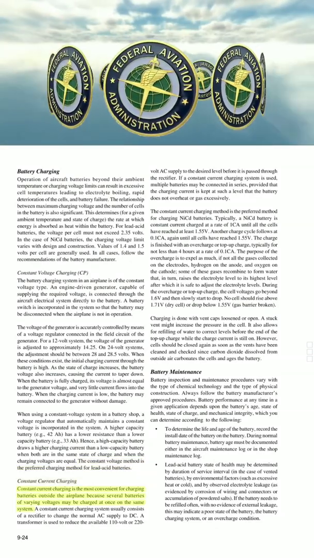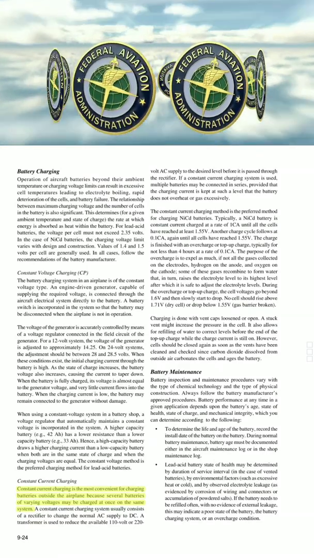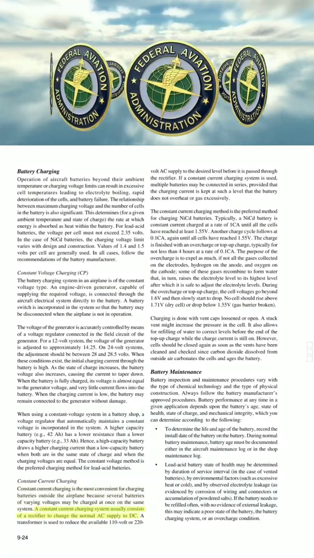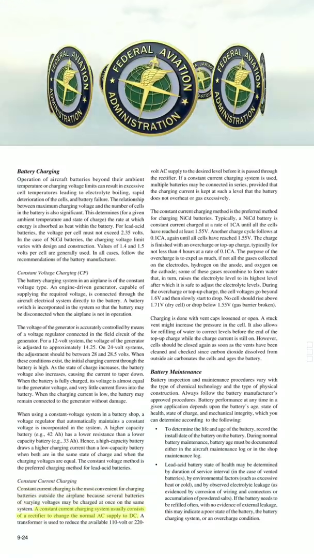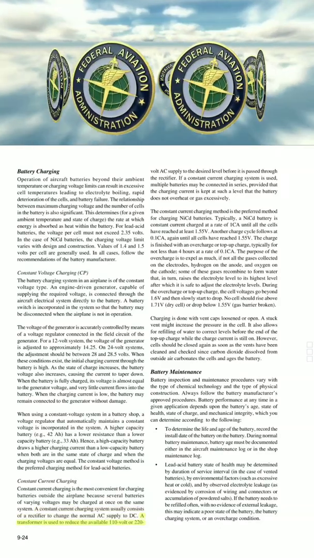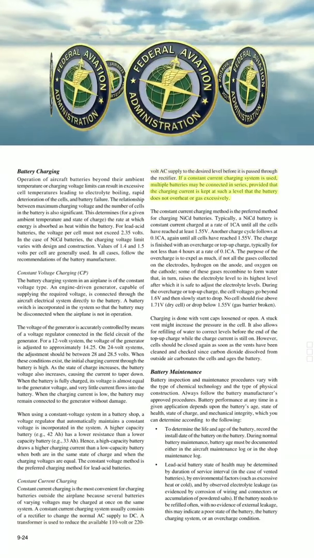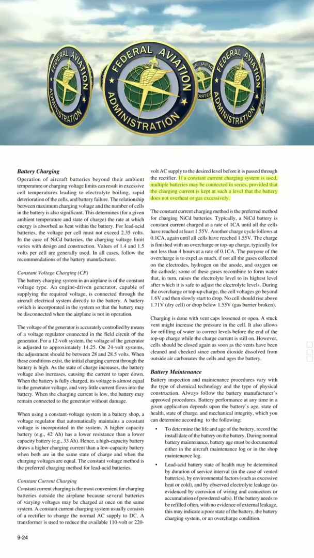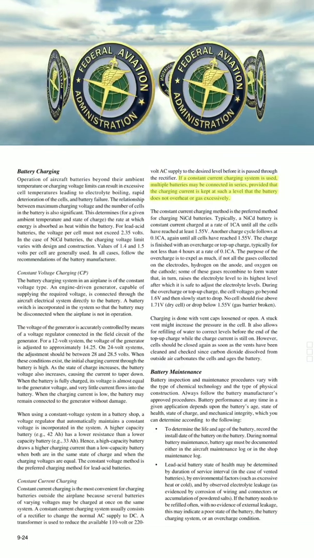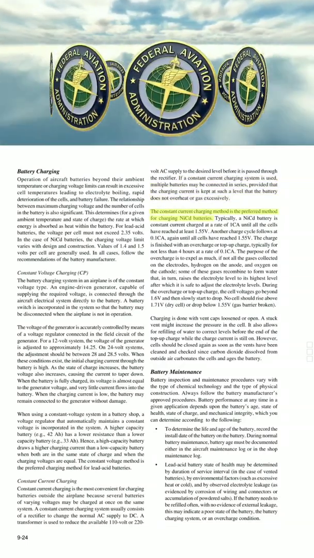Constant current charging. Constant current charging is the most convenient for charging batteries outside the airplane, because several batteries of varying voltages may be charged at once on the same system. A constant current charging system usually consists of a rectifier to change the normal AC supply to DC. A transformer is used to reduce the available 110 volt or 220 volt AC supply to the desired level before it is passed through the rectifier. If a constant current charging system is used, multiple batteries may be connected in series, provided that the charging current is kept at such a level that the battery does not overheat or gas excessively. The constant current charging method is the preferred method for charging NiC batteries.